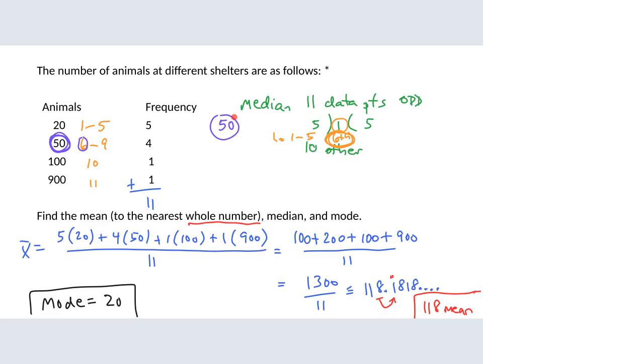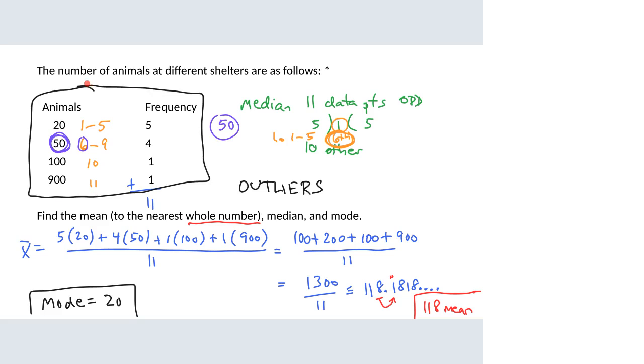One thing I want to mention about this particular problem that we just solved is the impact of outliers. An outlier is a number that doesn't really fit with the rest of the data set very well, but it has an impact on the measures of central tendency. If you look at the data we've been given here about the animals in these shelters, there are 5 shelters that have 20 animals, 4 shelters that have 50, one shelter has 100, and then this one shelter has 900. That number is not really like the others.